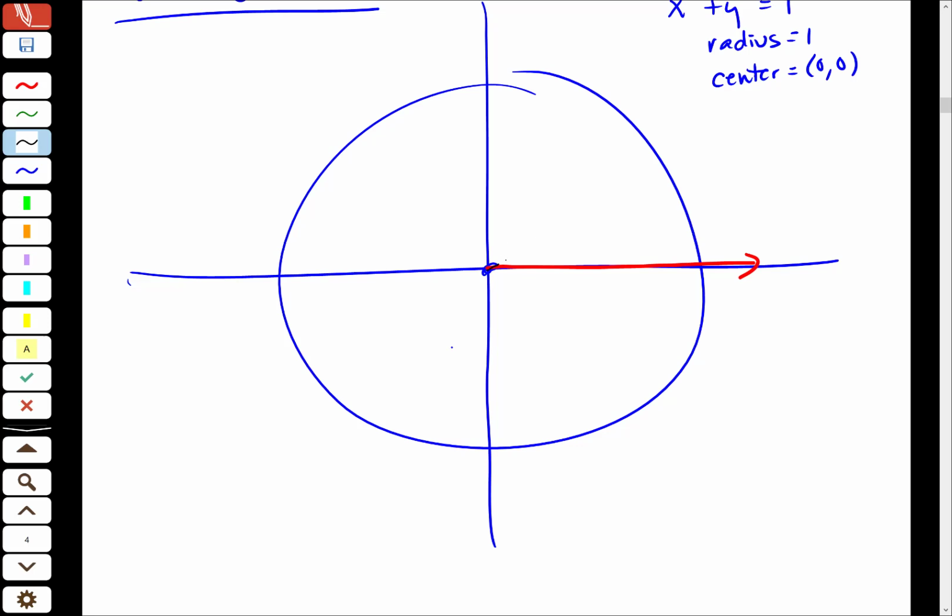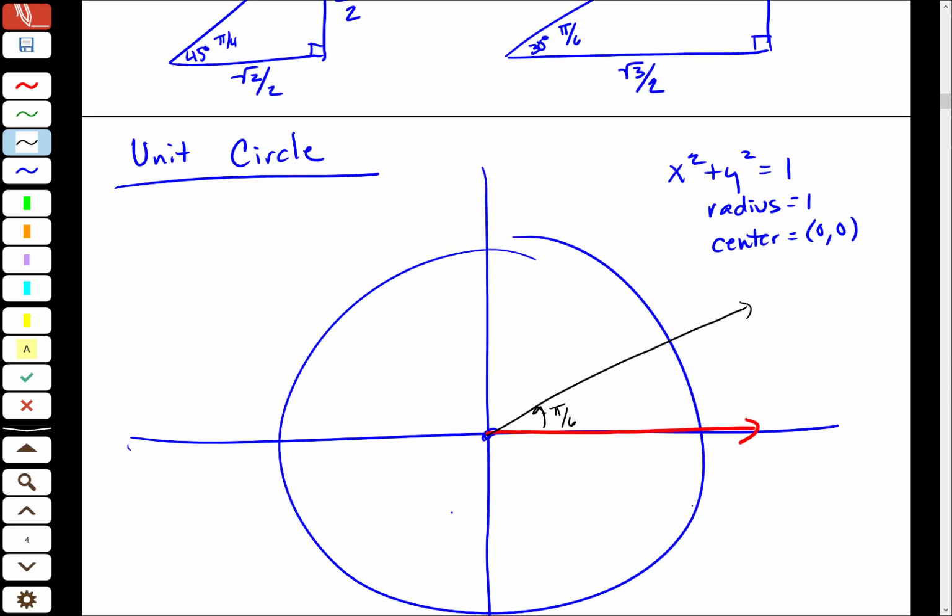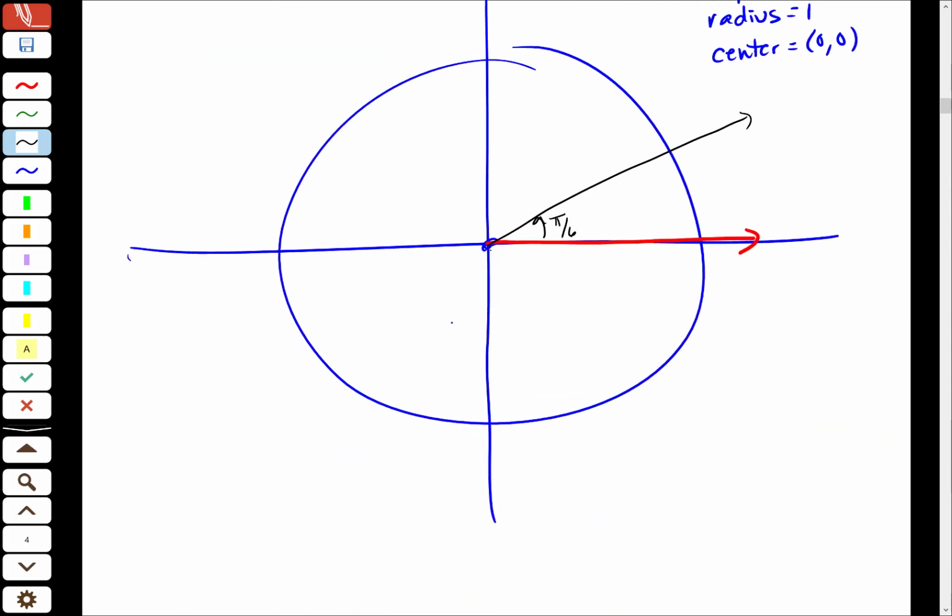So let's say I'm going to put an angle on here like this. Let's say this is the angle pi over 6 corresponding to 30 degrees. It's measured counterclockwise from this red line. If I go in the other direction, the clockwise direction, then these angles are negative. So that would be an angle of negative pi over 6. This is just convention. There's zero reason for this. We just decided this was the way it was.